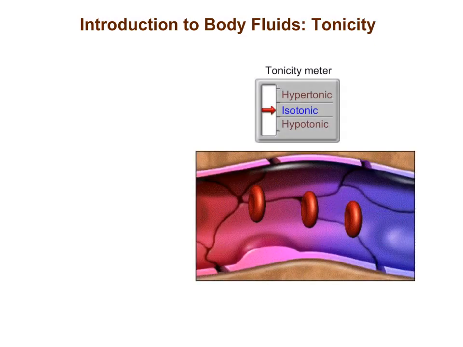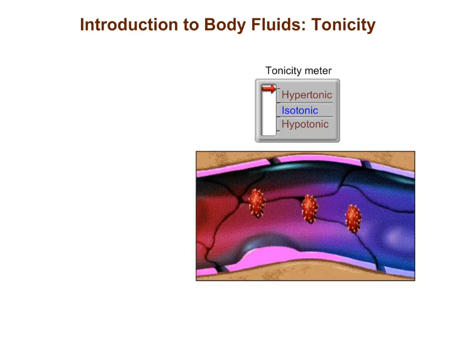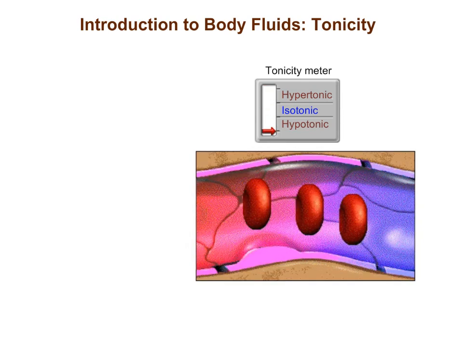Let's see how solutions of different tonicity affect real cells. In a hypertonic solution, water moves out of cells and they shrink or crenate. In a hypotonic solution, water moves into cells and they expand.